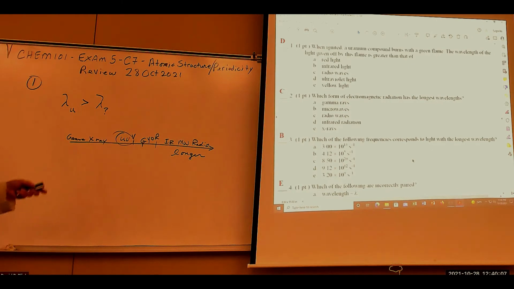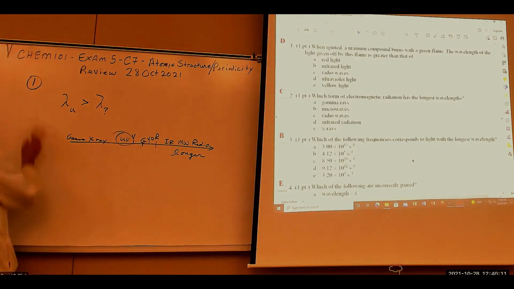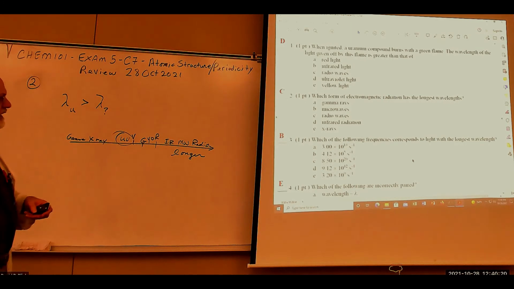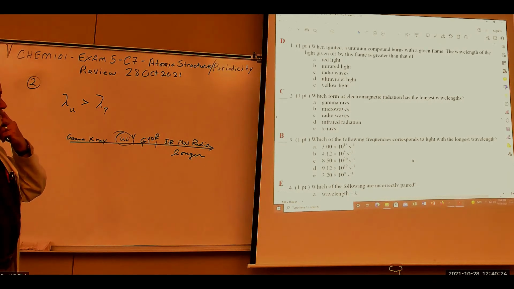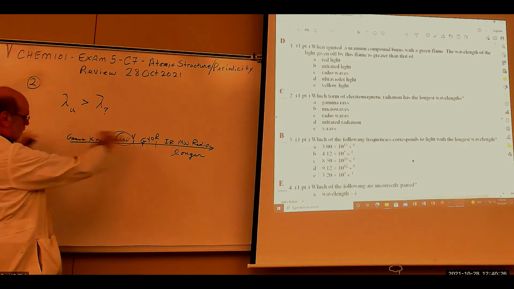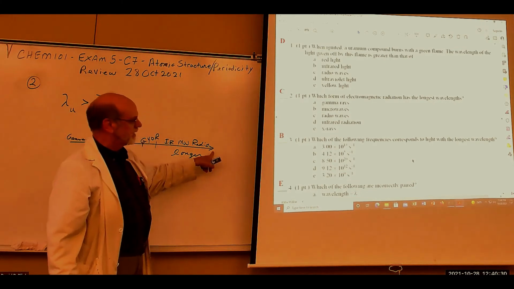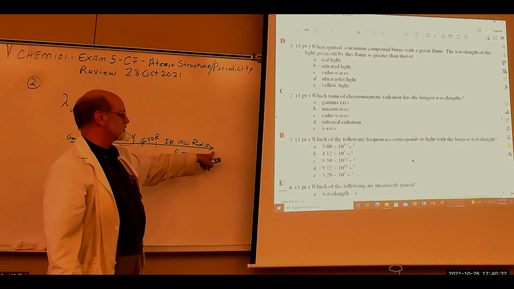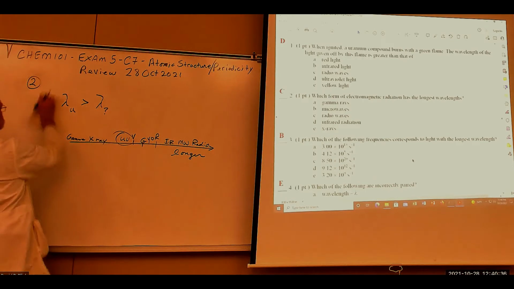Okay, I'm gonna leave that up there because it looks like I might need it. Number 2. Somebody put something on this board that's making a mess. Which form of electromagnetic radiation has the longest wavelengths? Well, there's our thing. The longest wavelength is way out here. So do we have radio? Yeah, there's radio. See, that's the longest one.